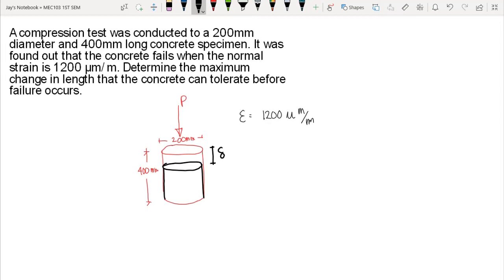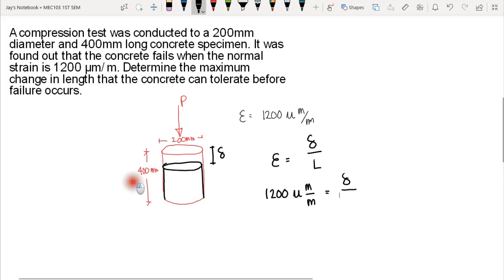Okay, now our task here is to compute for the delta during the failure. So we have to use the normal strain formula, which is epsilon, or the normal strain, is equal to delta, or the deformation over the original length. Epsilon here is 1,200 micrometer per meter, which is equal to the unknown deformation over the length. The length here is the original length. So the original length of our specimen is 400 millimeter, that is the longitudinal axis of our specimen.